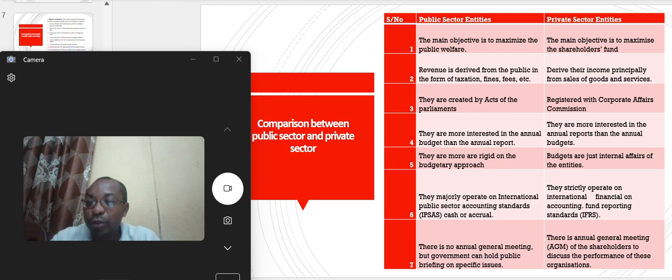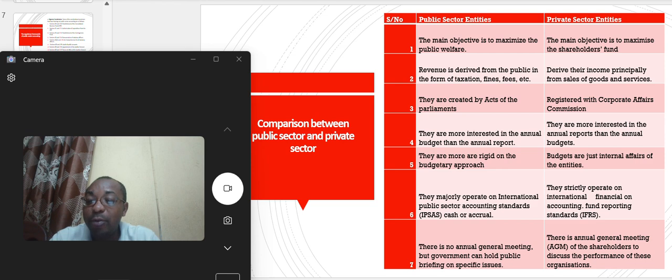That annual report is where they present their financial statements together with so many other reports. But they are interested in those financial reports: their statement of financial position, statement of financial performance, cash flow statements, and so on. They are more interested in the financial reports, not the annual budget. Private sector entities do not even prepare annual budgets.